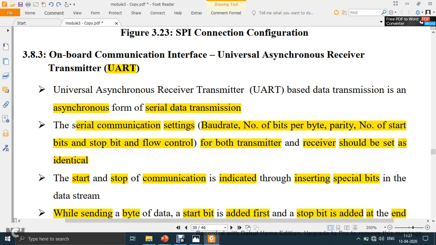So what are the settings of the serial communication? Baud rate, number of bits per byte.